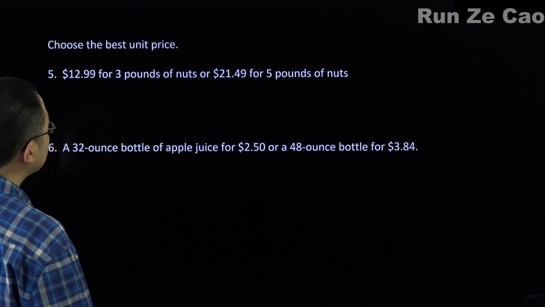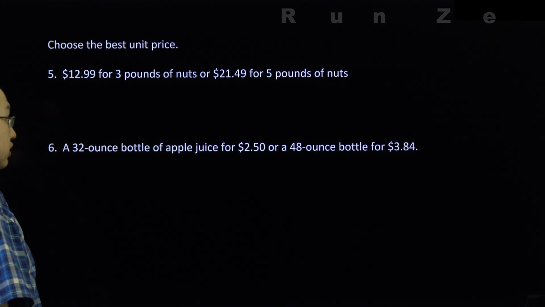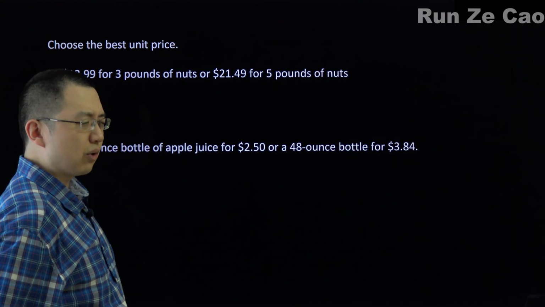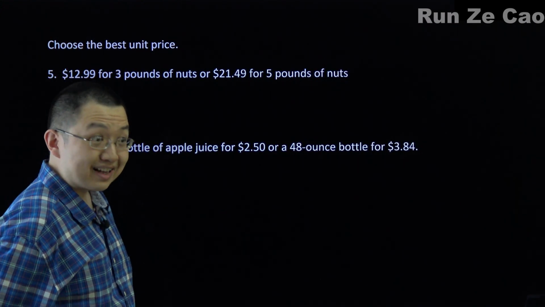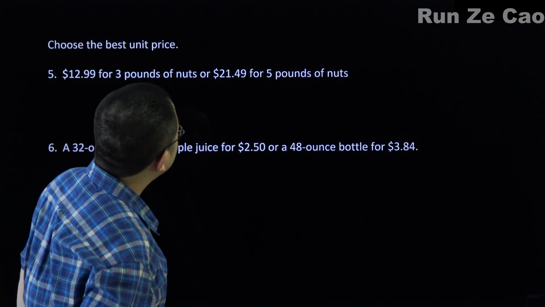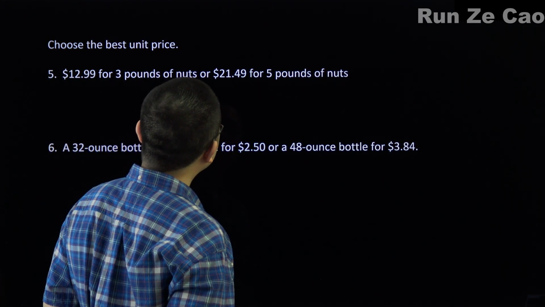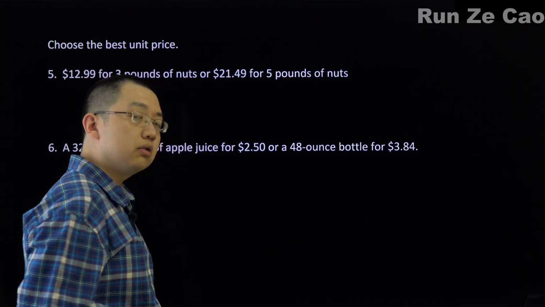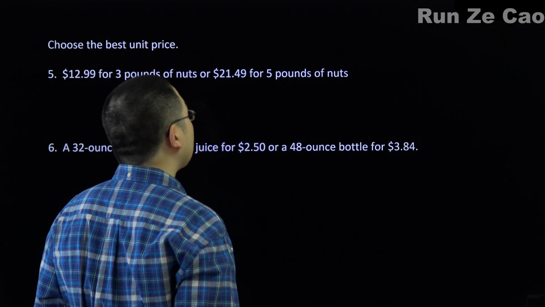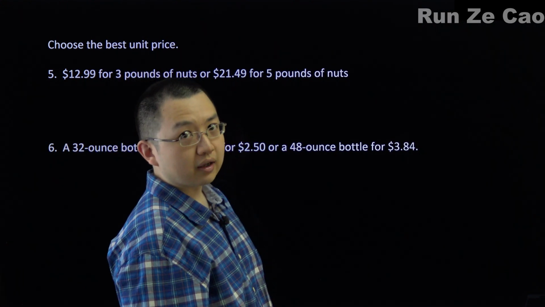Yeah, we could divide, or we could eyeball this. This is a pretty easily estimable question. 3 pounds, $12.99. Oh, hey, $12.99 is divisible by 3. So it's 4.33, okay. 21.49, so $21.5 for 5 pounds. 21.5 divided by 5 is 4.3, because 20 divided by 5 is 4, and then 1.5 divided by 5 is 0.3.